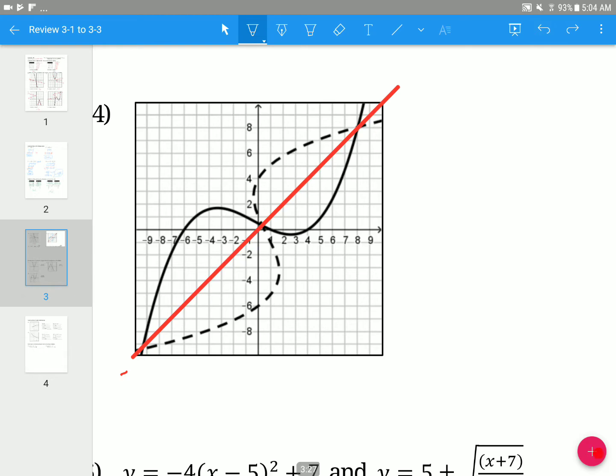Another way of looking at it is if I go from here to the line, that's the same distance as from the line to here, that sort of thing. Those are the same distances all the way across. All right? So, yeah.